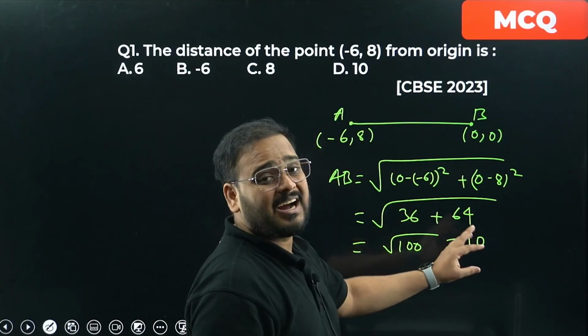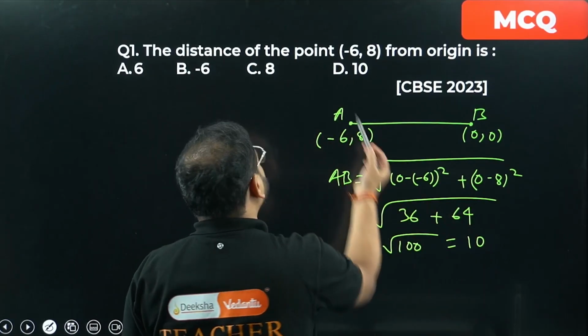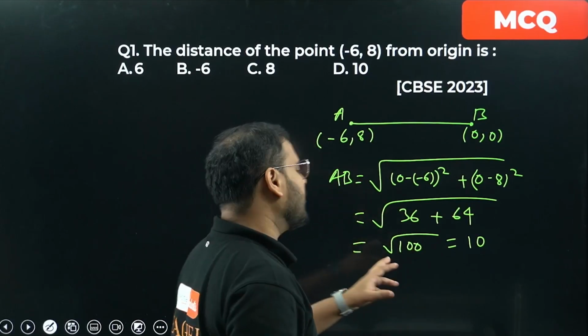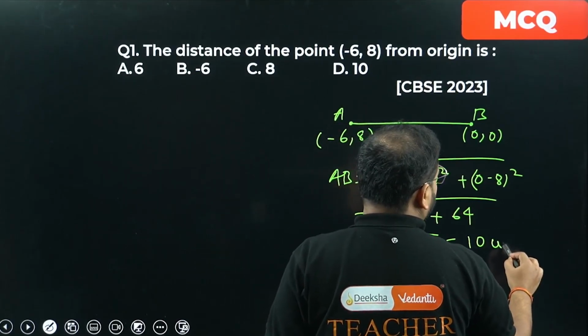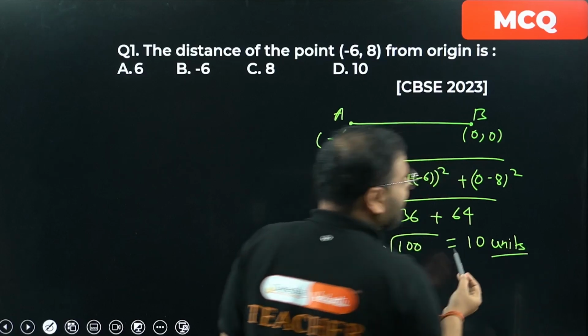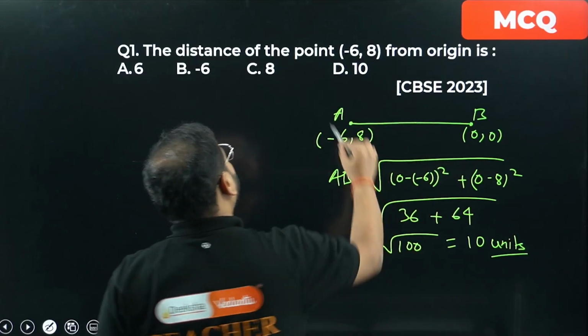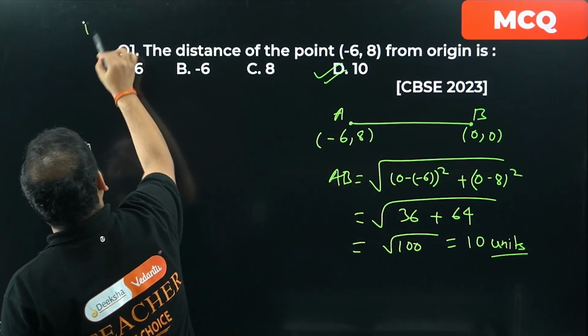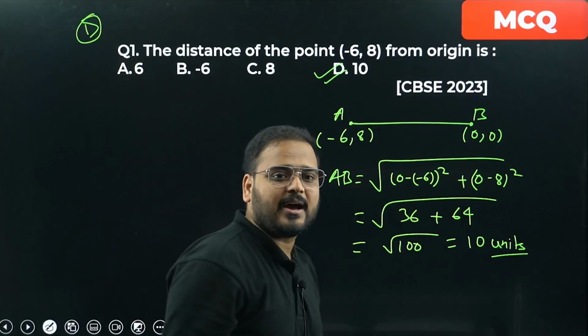So the distance is how much? 10 units. If they had given centimeters or meters, we'd write that, but nothing is given, so we'll write 10 units. It's an MCQ, so we have to pick the right option. Option number D is the correct answer. Please mark and move on.